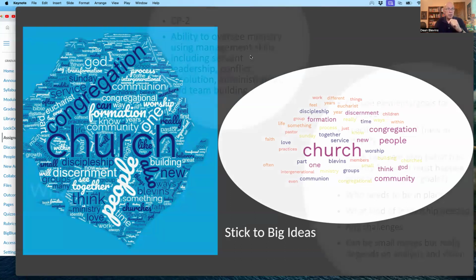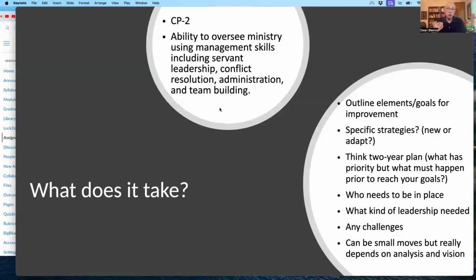And then the next ability statement after that is, can you demonstrate the ability to oversee ministry using things like management skills, including servant leadership, conflict resolution, administration, and team building, which basically in this class just means, can you begin to outline what a strategy looks like? Let me stress again, the way the semester is set up, the last couple of weeks of the semester is the first time you really get into the nuts and bolts of that.